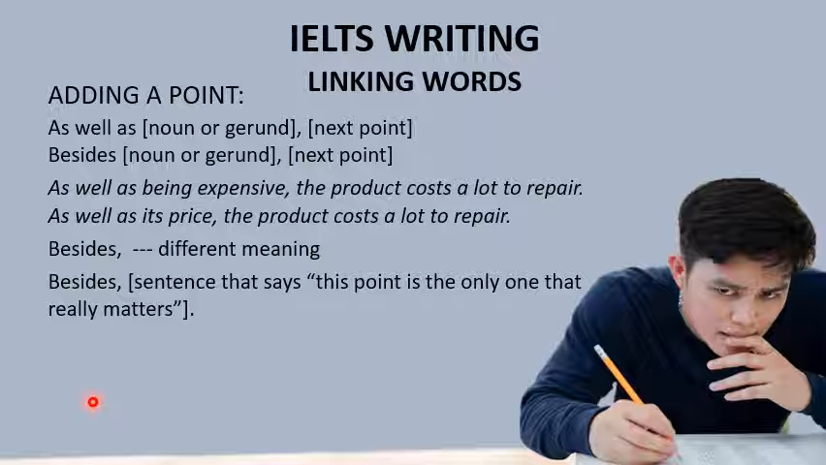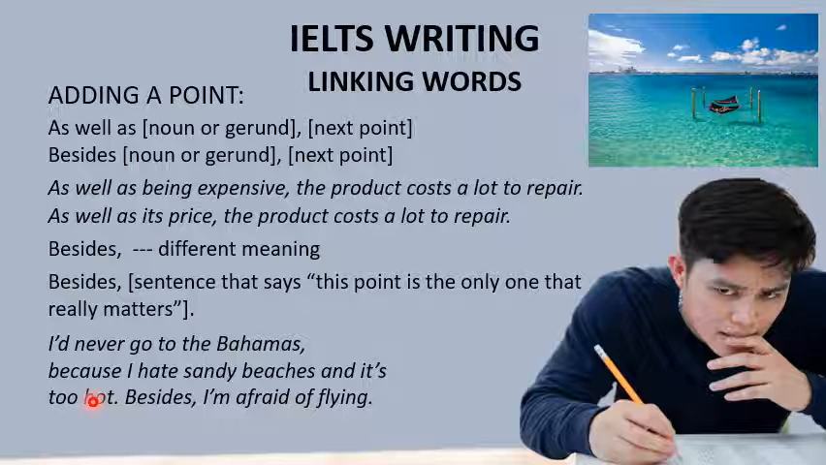For example, "I'd never go to the Bahamas because I hate sandy beaches and it's too hot. Besides, I'm afraid of flying." This last sentence means, even if I did like sandy beaches, and even if I didn't mind the heat, I still wouldn't go, because I'm afraid of flying. That is the big reason why I would never go there.